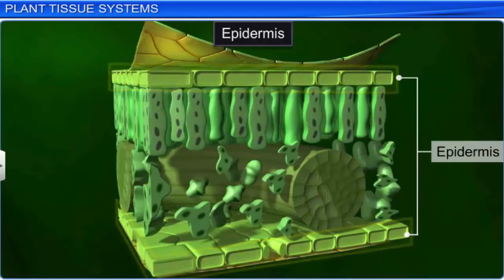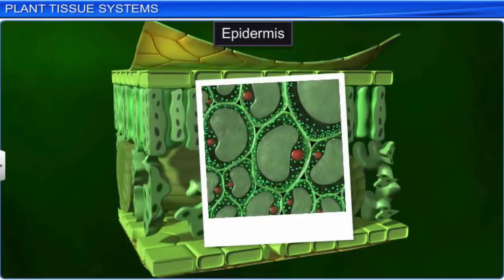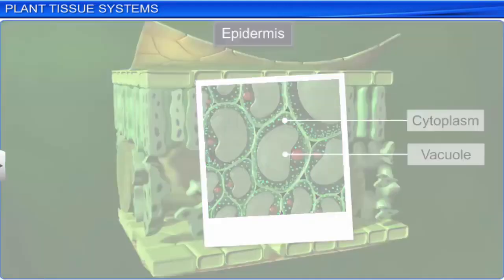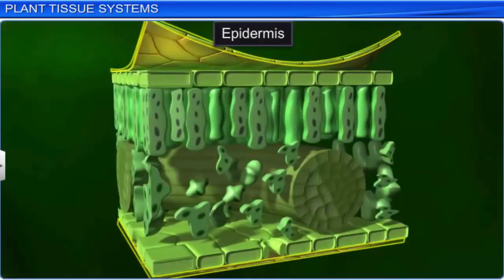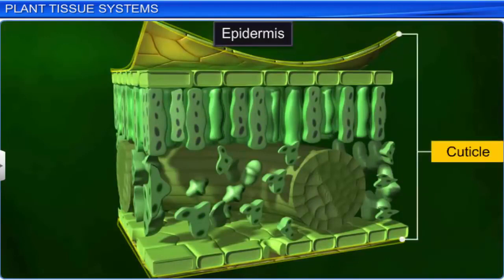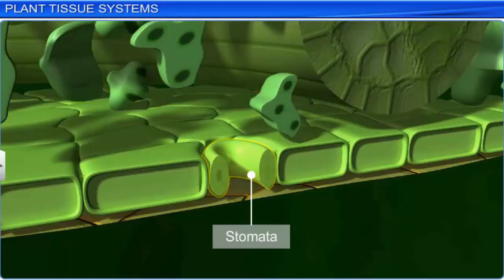Epidermal cells are parenchymatous in nature, and their cell walls are lined with a small amount of cytoplasm that has a large vacuole. The outer layer of the epidermis is coated with a thick and waxy layer called the cuticle, which prevents the loss of water. Stomata are present in the epidermis of the leaves. They regulate the process of transpiration and gaseous exchange.